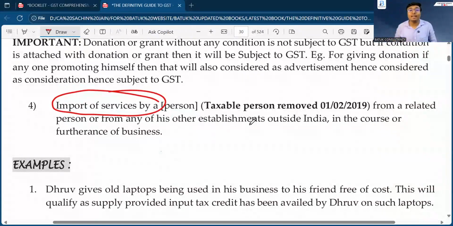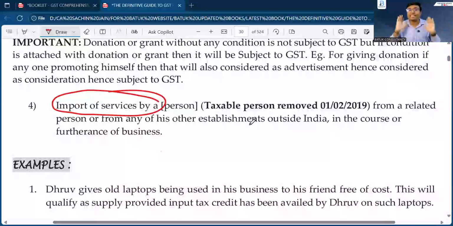Then we discussed Section 7, supply includes. Why has the government used the term includes? Because the government wants a wider definition. Sale, exchange, barter, transfer, lease, rental, disposal, agreed to be disposal for a consideration in the course or furtherance of business. Two important elements: one is consideration, another is in the course or furtherance of business. If no consideration is there, whether the same will be treated as supply or not, basically no.